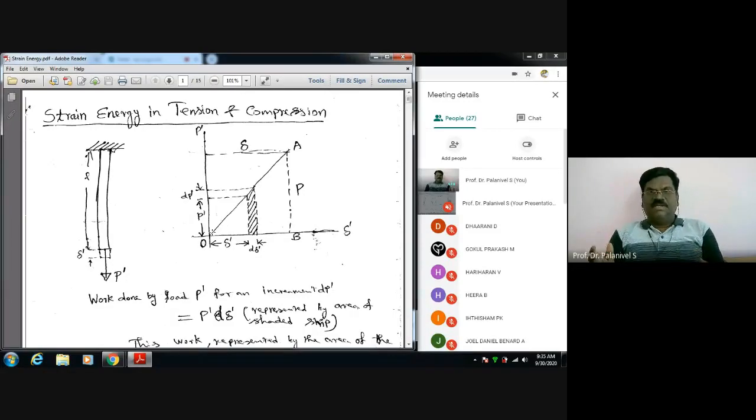We know very well Hooke's law: within the elastic limit, stress is proportional to strain. In other words, within the elastic limit, force is proportional to deformation because the material behaves linearly. When the applied load on the bar increases, the deformation also increases proportionally. That is why you get a straight line, linear behavior, up to the limit of proportionality. Hereafter, the bar starts behaving in an elastoplastic manner.